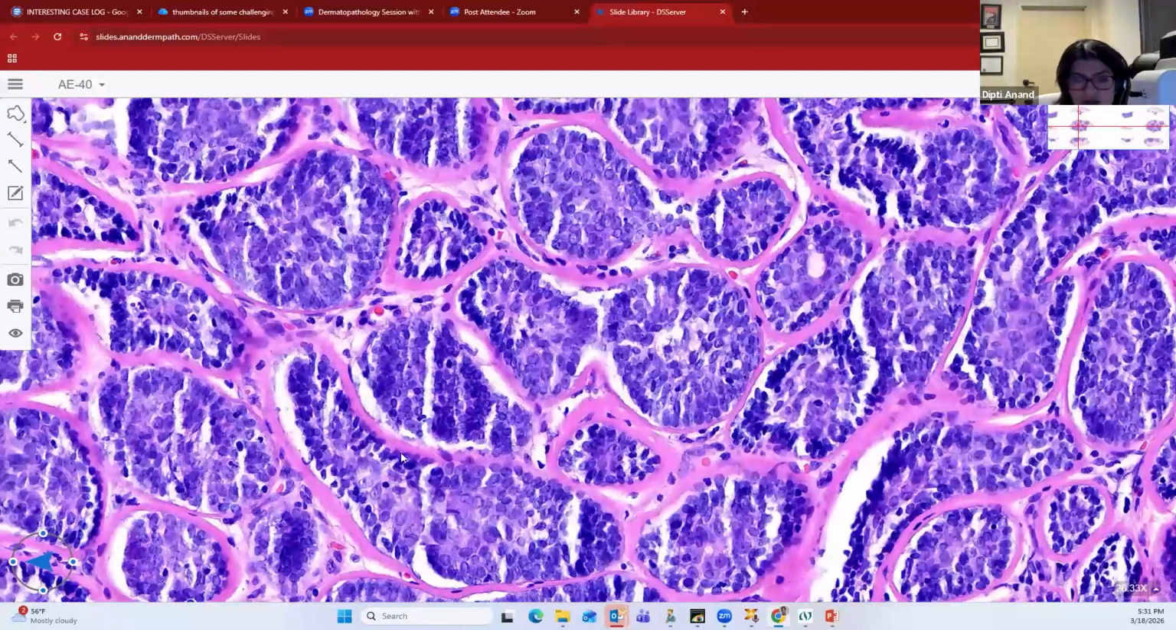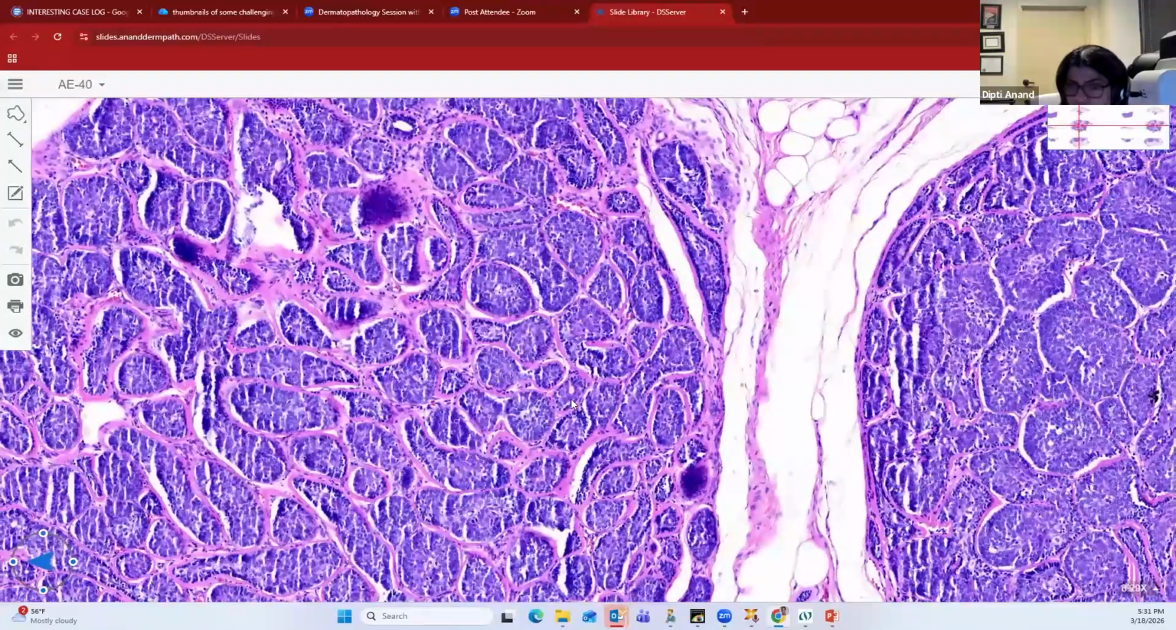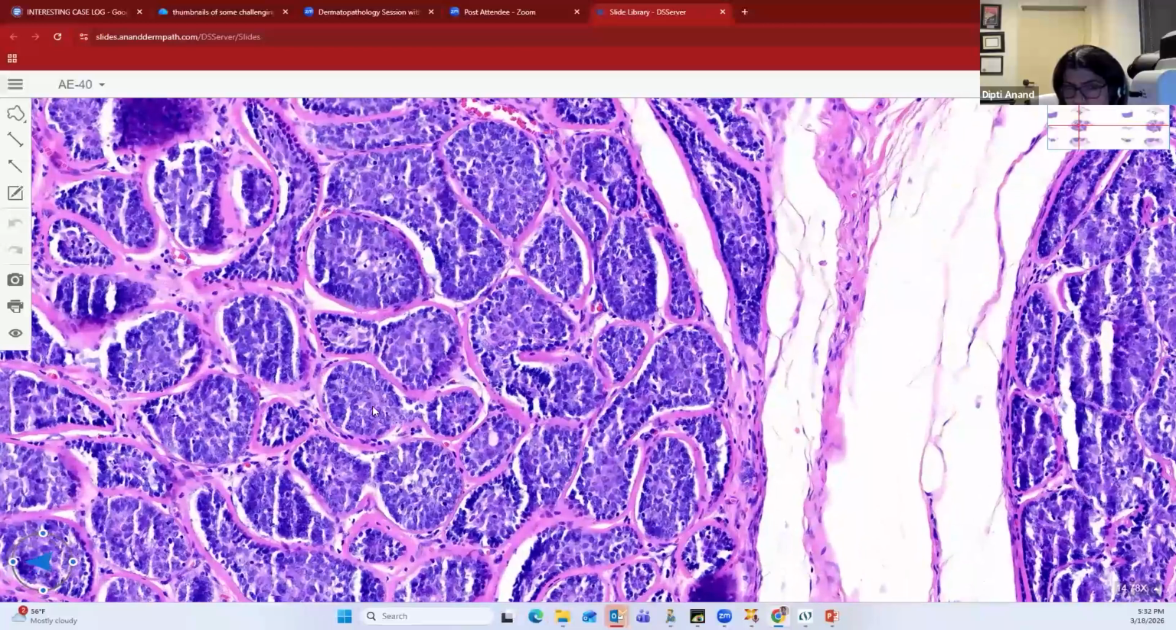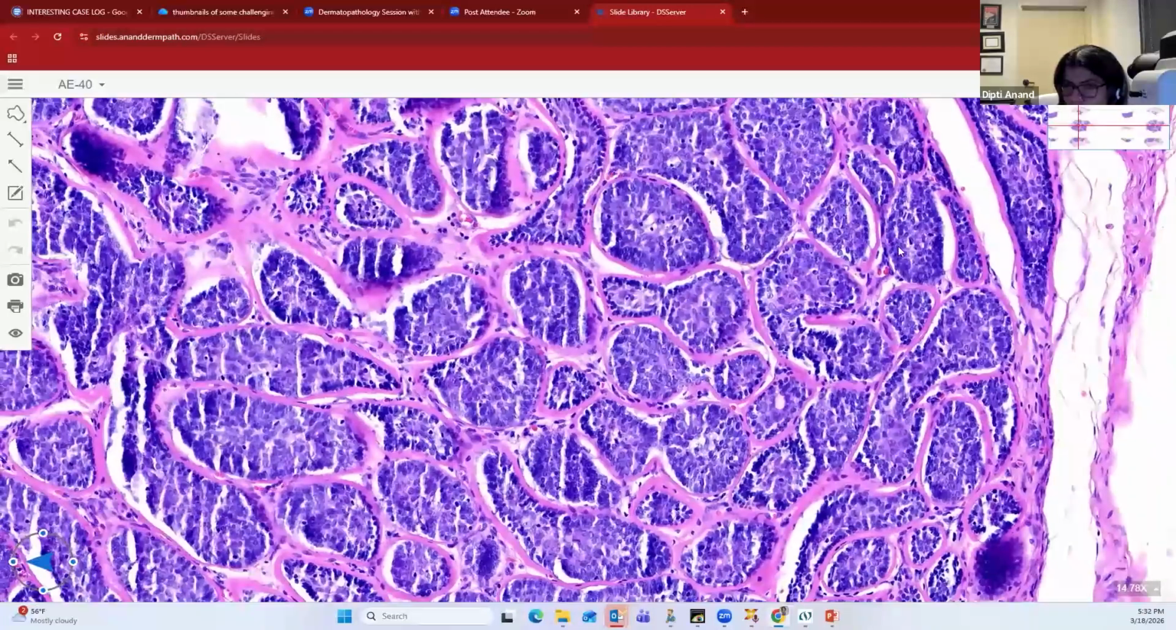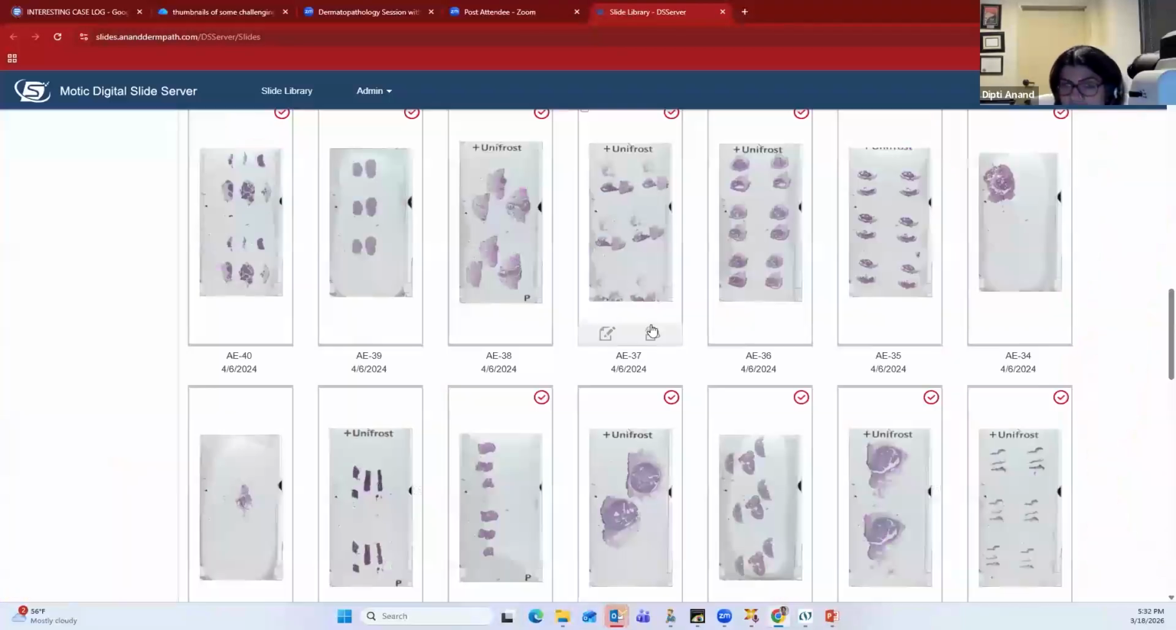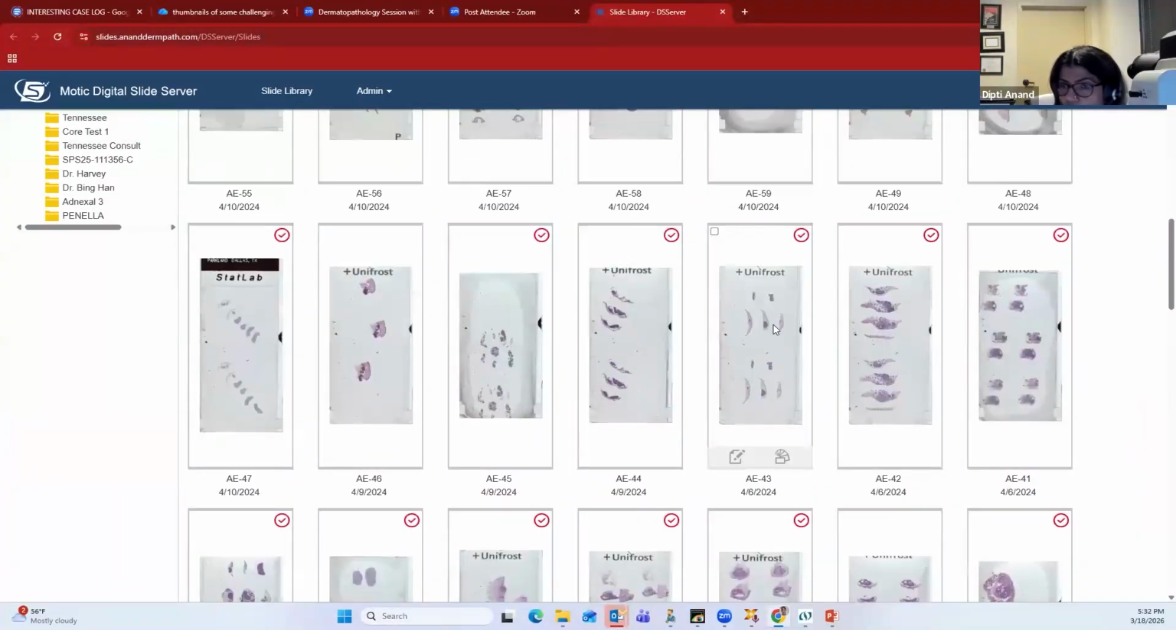Two types of cells, the darker blue cells and much lighter cells. The individual nests are going to be like pieces of puzzle. What is cementing them is this pink hyalinized stroma. So that is your cylindroma. This is going to be in contrast to your spiradenoma, which are the big blue balls in the dermis.